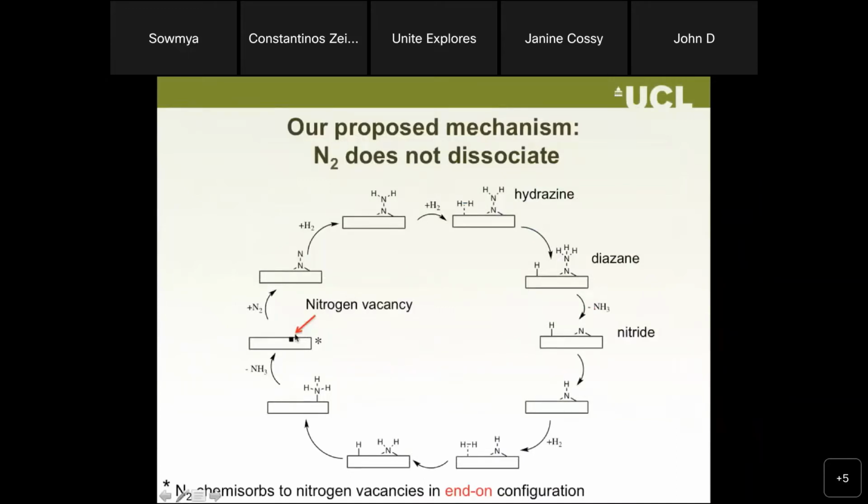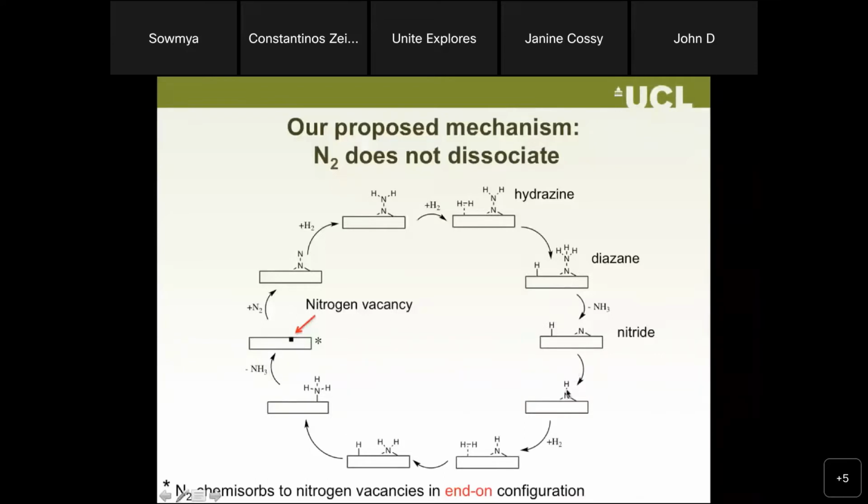You can see here, if you have a nitrogen vacancy, which is just a missing nitrogen atom on the surface of this catalyst, then the nitrogen can adsorb end-on onto that nitrogen vacancy, and it can then react with hydrogen coming from the gas phase, forming this hydrazine intermediate, which then further hydrogenates to form a diazine, which decomposes to produce ammonia and leaves the nitride on the surface.